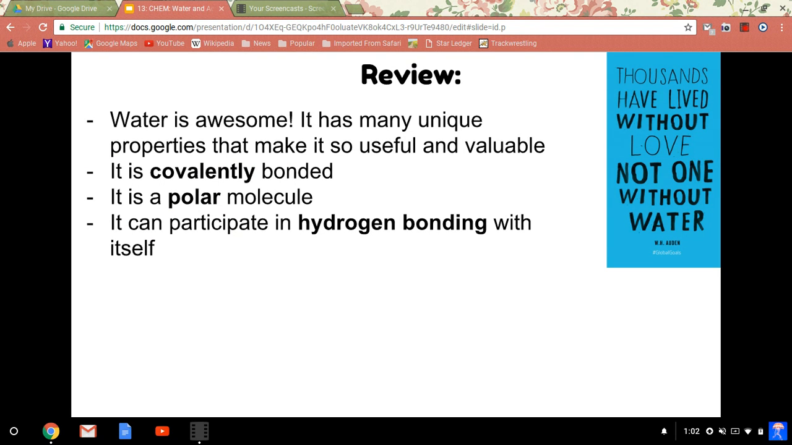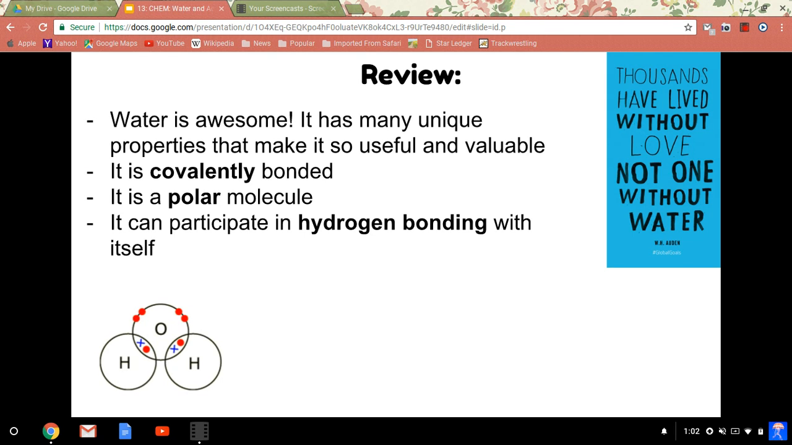All right, so some of those unique properties of water, we should have that it's covalently bonded. It's a polar molecule, meaning that oxygen is more electronegative than the hydrogen, so it pulls those electrons a little bit closer to it, and it can participate in hydrogen bonding. Remember, hydrogen bonding isn't a real bond, it's just an attraction because of the difference in electronegativity.